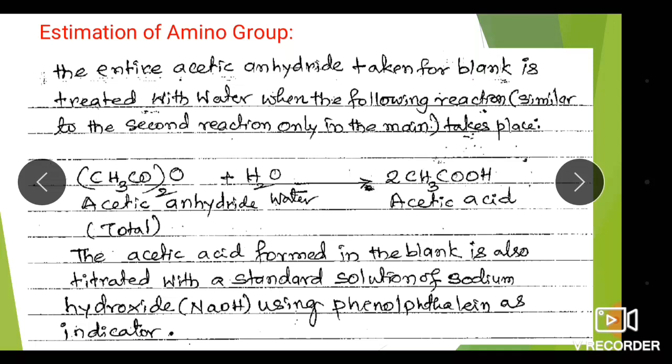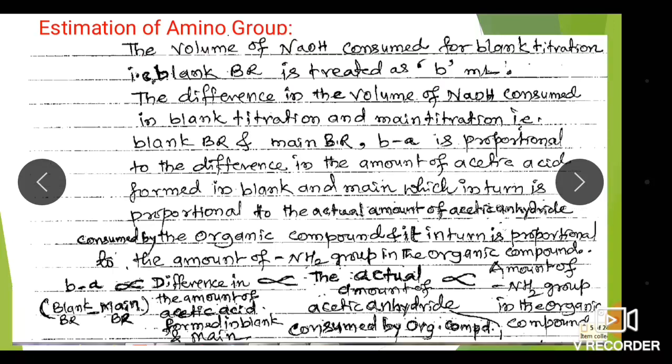So from this we can calculate the amount of the amino group present in the given organic compound. After the blank titration, the acetic acid formed in the blank is also titrated with the standard solution of sodium hydroxide using phenolphthalein as an indicator. We will get a faint pink as the end point, and from this reading the volume of NaOH consumed for the blank titration, that is the blank burette reading, is treated as B ml.